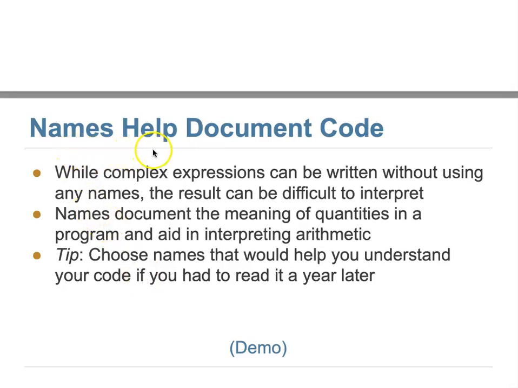So the names actually help document our code. When we have a complex expression, of course we can just do the calculation. We can read and calculate without using any names. But the result can be difficult to interpret. Remember, when you write the code, yes, you want the programming language to have the computer give you the result.